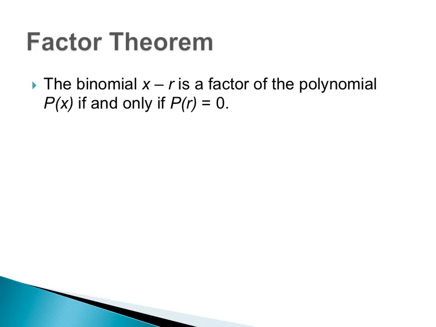Okay, so here's what's new today. The binomial x subtract r is a factor of the polynomial if and only if p of r is equal to 0. So you might want to pause the video right now and write that down. So if the remainder is equal to 0.